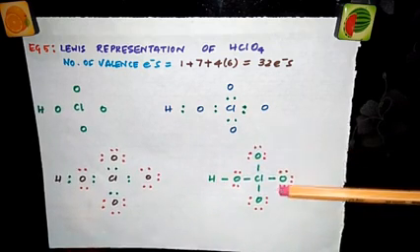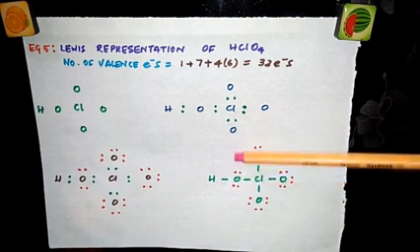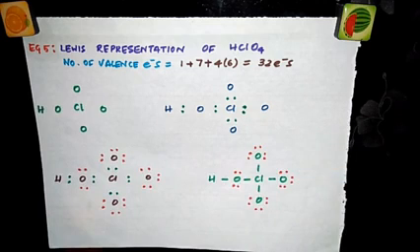And don't forget to put the unshared electrons. So here 6 electrons for these 3 oxygens, and here 4 electrons. So this is the Lewis representation of HClO4.